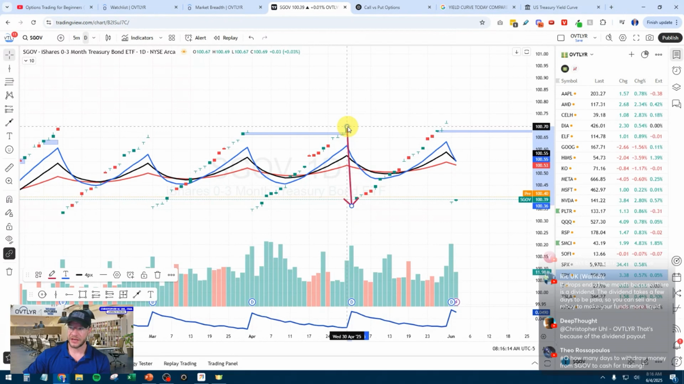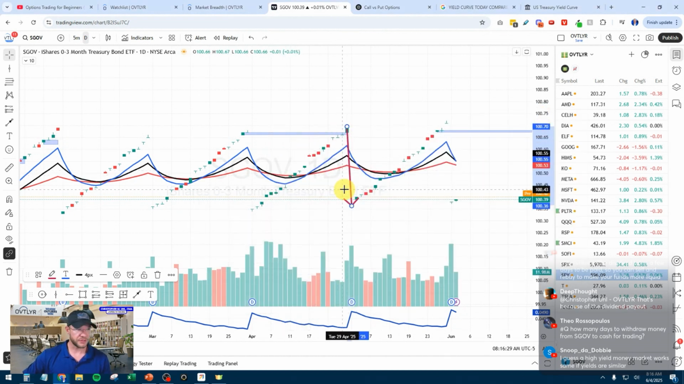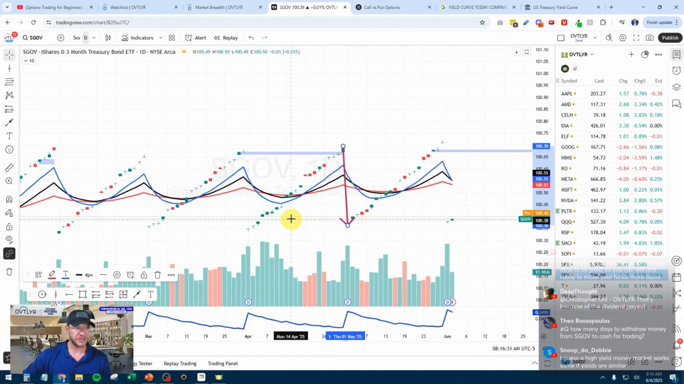So let's say it went from 100.70 to 100.36. So that's 34 cents. Let's say you had 1,000 shares. Okay, that's $340 that they just took and put into your account. And you now have that cash in your account, which in theory will allow you to go and reinvest it into this. Okay, so you're actually getting paid monthly.